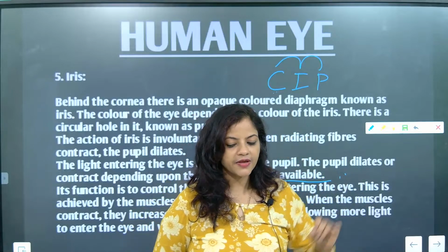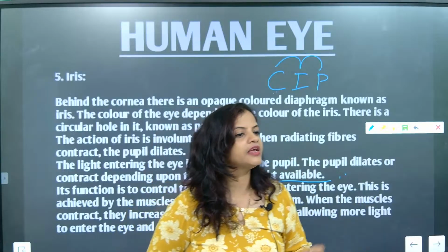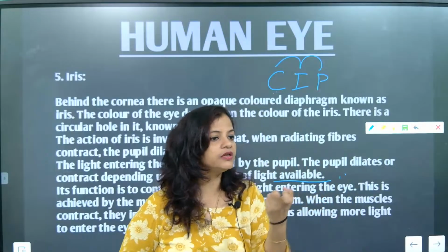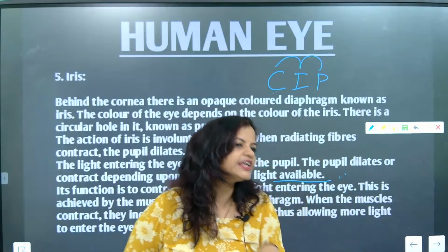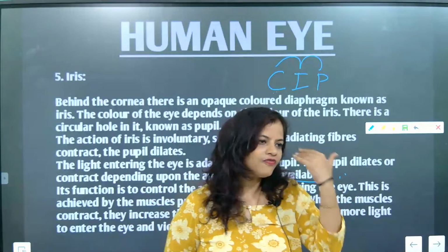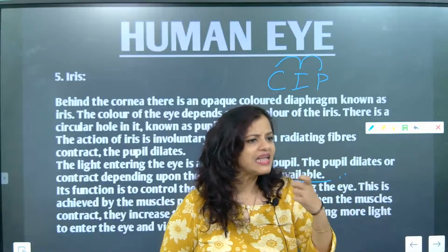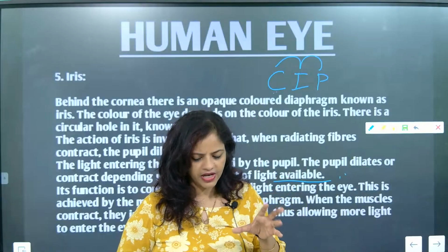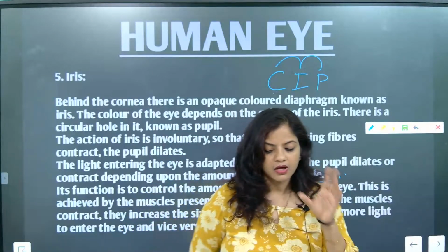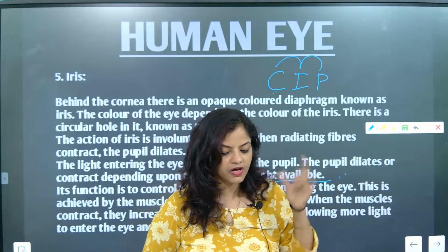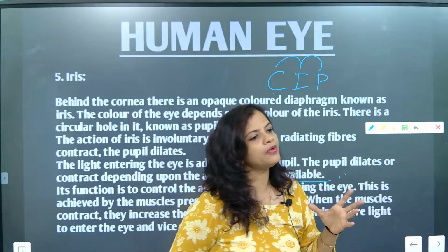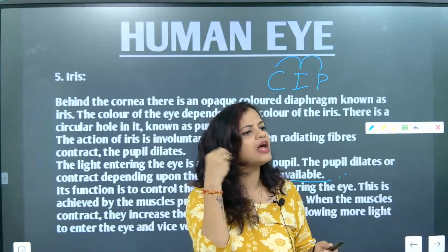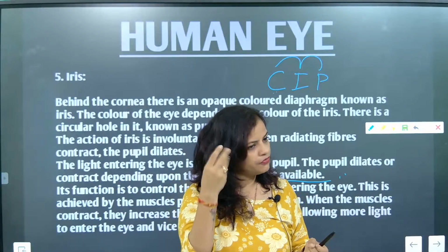Now, are you understanding? The most important part here is that contraction of the iris will increase the pupil size. And increasing the pupil size means a larger amount of light can enter. And why do we need light to enter? Because in a dark room we need some light to enter our eyes so that vision can be there.